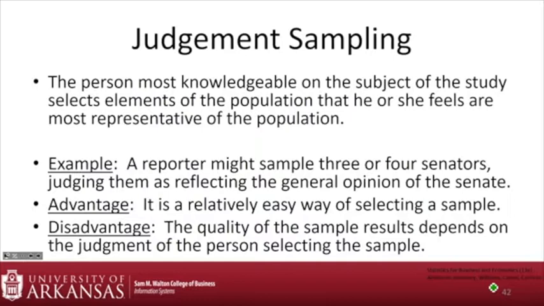This happens a lot. I can see this happening in retail. So here's all of our stores in Arkansas. We're not going to go to all of our stores, but these 4 are the most representative of our stores as a whole, so let's go investigate these 4. So, judgment sampling. Here, a reporter might sample 3 or 4 senators, judging them as reflecting the general opinion of the Senate. So it depends on the judgment. Who is the expert? And are they really? We don't know that they're really representative. These are just all sorts of different ways that we can do sampling.